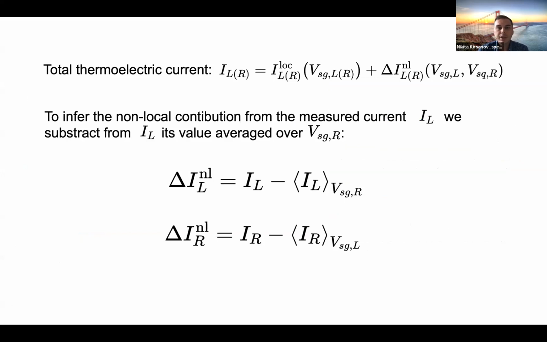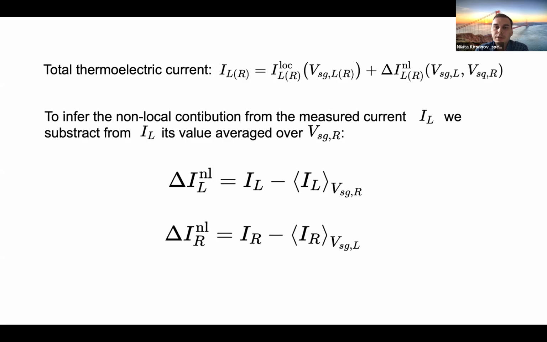So yeah, we can measure directly the total thermoelectric current, which is the sum of the local contribution and the non-local contribution. But we're interested only in the non-local contribution. How do we eliminate the local contribution? Assume that we have measured the left total thermoelectric current, and we want to infer the non-local part of this current on the left.